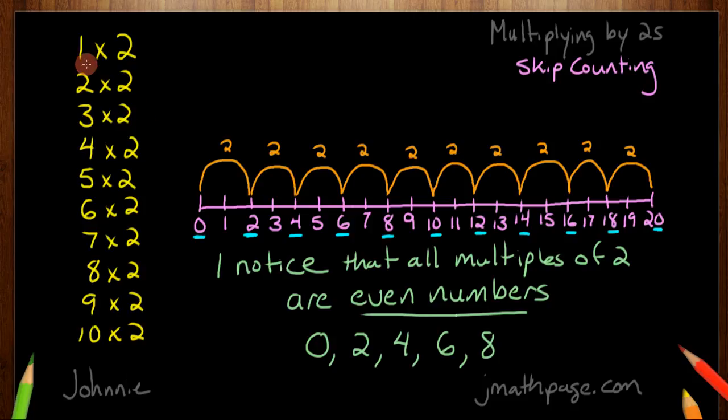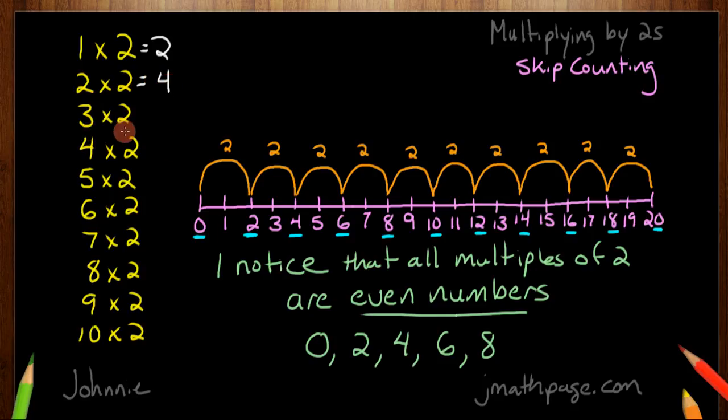Okay, let's use that right now to think about our multiplication over here. So, if I say 1 times 2, I'm saying I should skip count 2 one time. So let's try that. If I do it just one time, I end up at 2. So 1 times 2 is equal to 2. This here says 2 times 2. In other words, skip counting by 2, 2 times. Well, let's do that. 1, 2, and I get 4. So 2 times 2 equals 4.